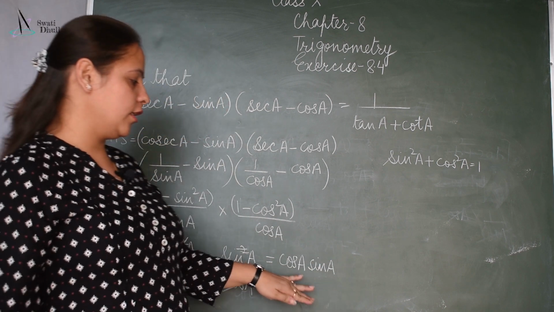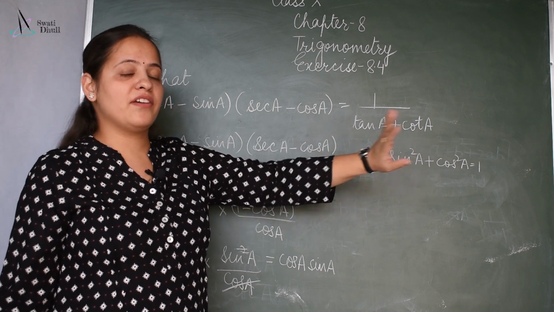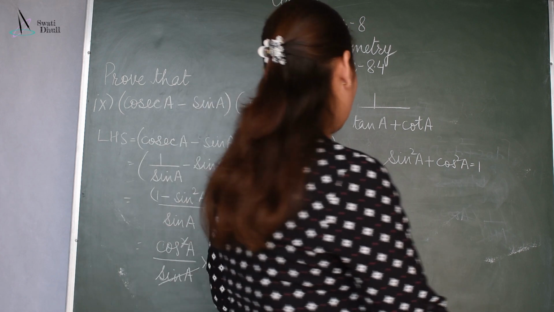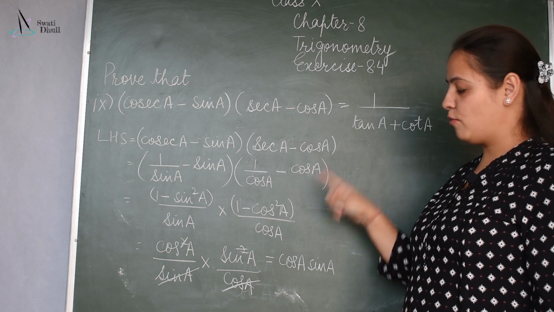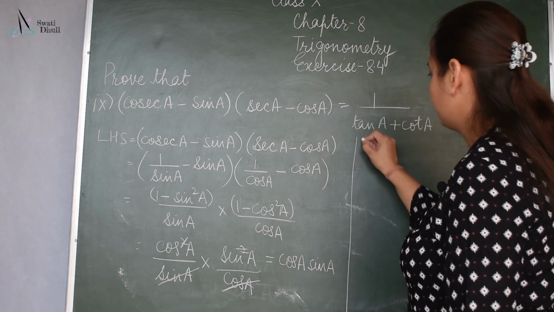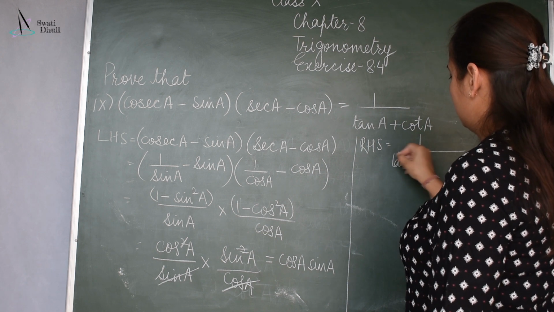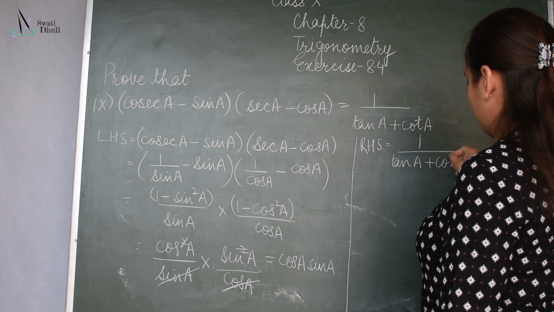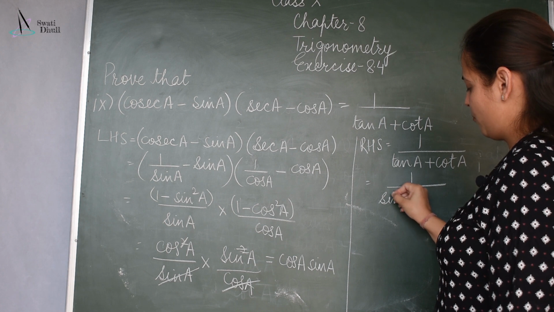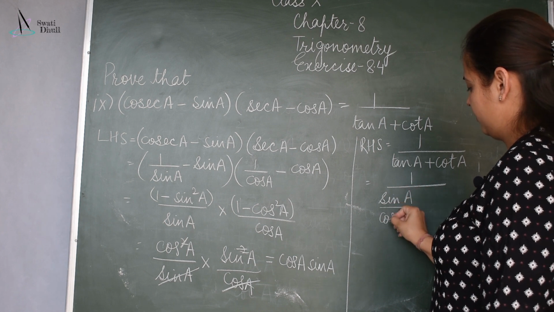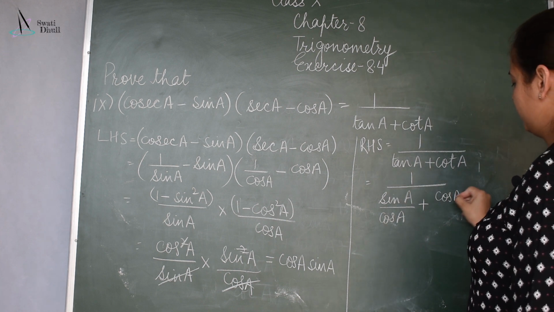Now I cannot convert cos A into sine A into this function, but I can convert tan and cot function into sine and cos. So what we will do is, we will now convert this right hand side in the form of sine and cos. So let's see here, right hand side is equal to 1 upon tan A plus cot A. So I can write it as 1 upon tan is sine A upon cos A, and this cot A is equal to cos upon sine.